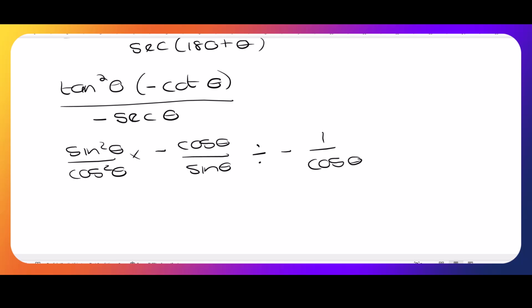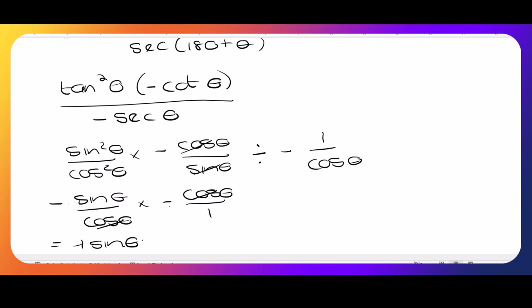So what I'm seeing, one of the sins can cancel out, one of the cos can cancel out. So I have here negative sin theta over cos theta. Turn your division into a multiply. Multiply negative cos theta over 1. Negative, negative gives me a positive. These two cancel out, and my answer is sin theta.